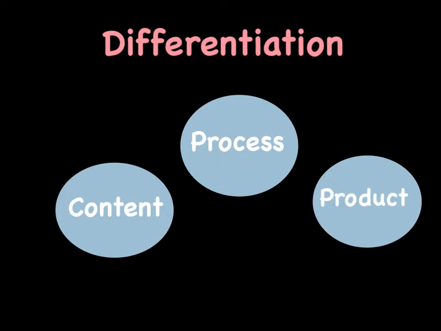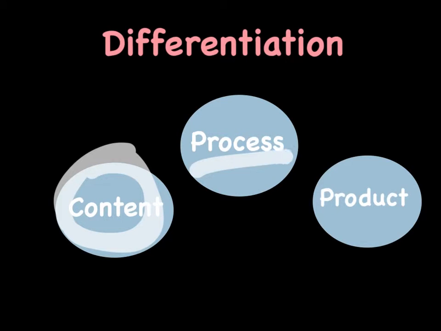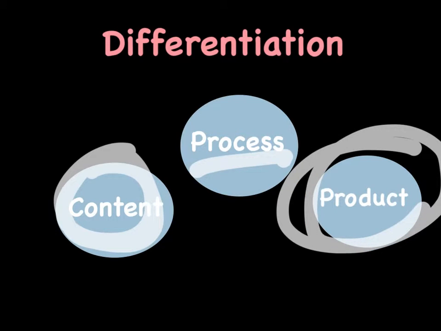Differentiation can be done, in my opinion, in three ways. The first way we can differentiate is through content, and this is what is taught. The next is the process. The process is how it is taught. Another way that we can differentiate is through the product, and that is how learning is assessed.